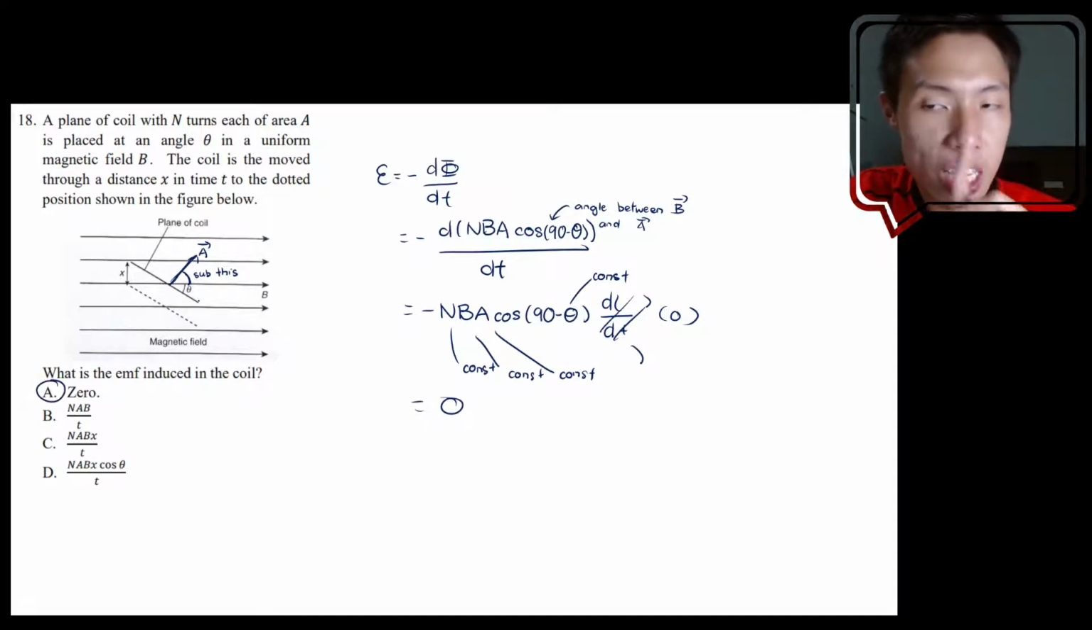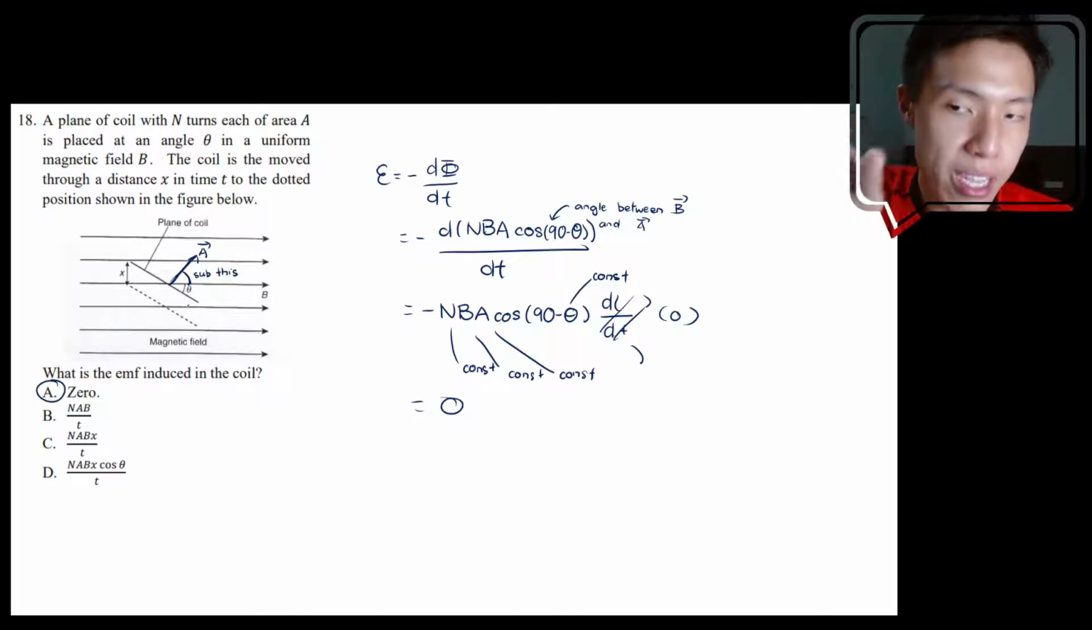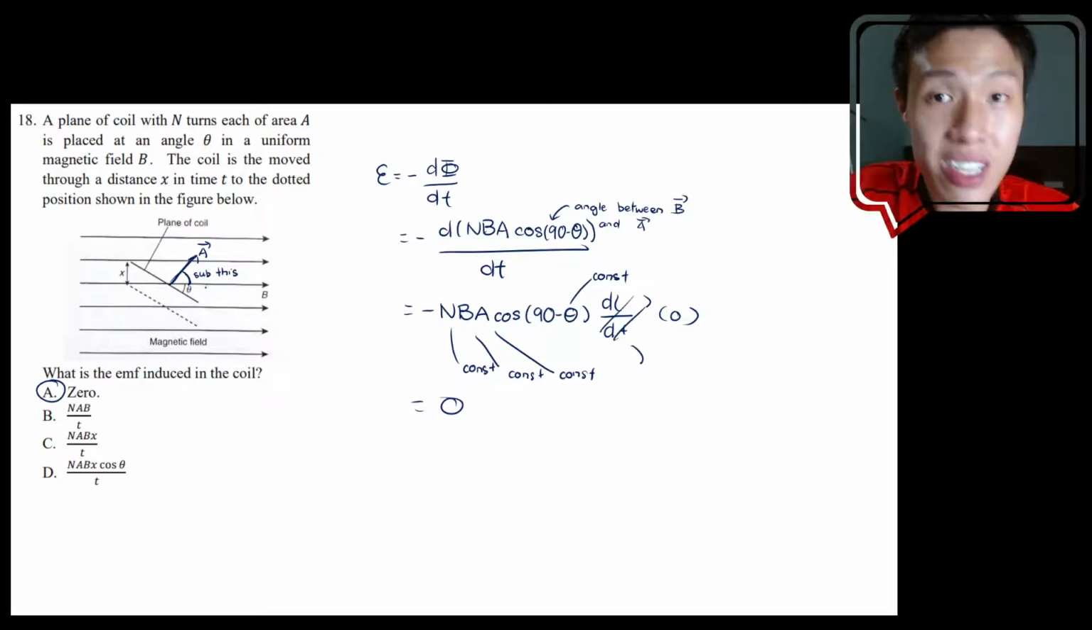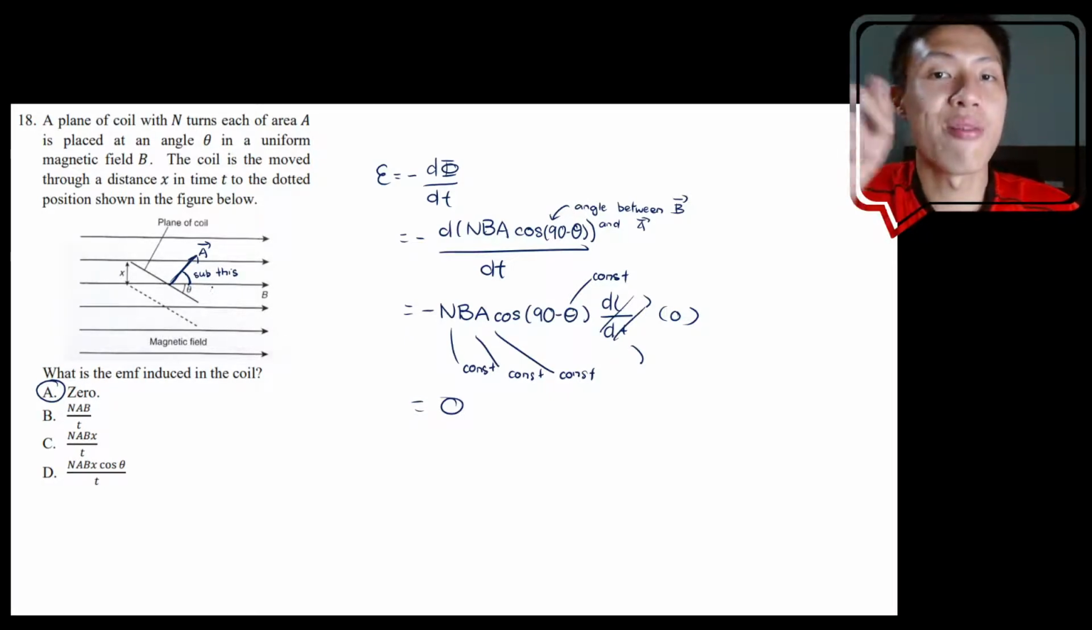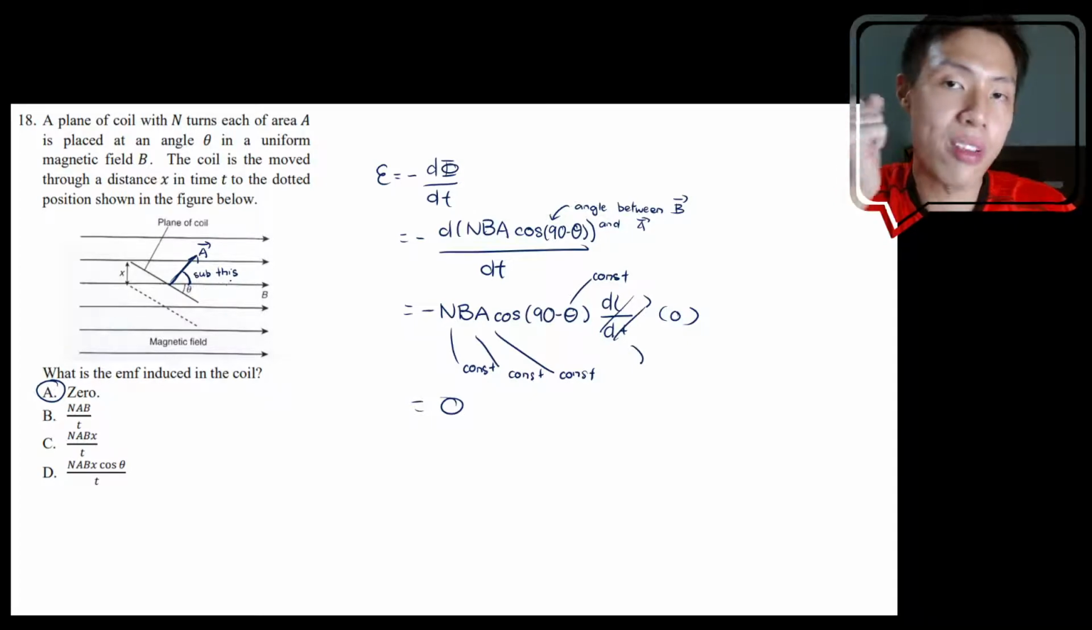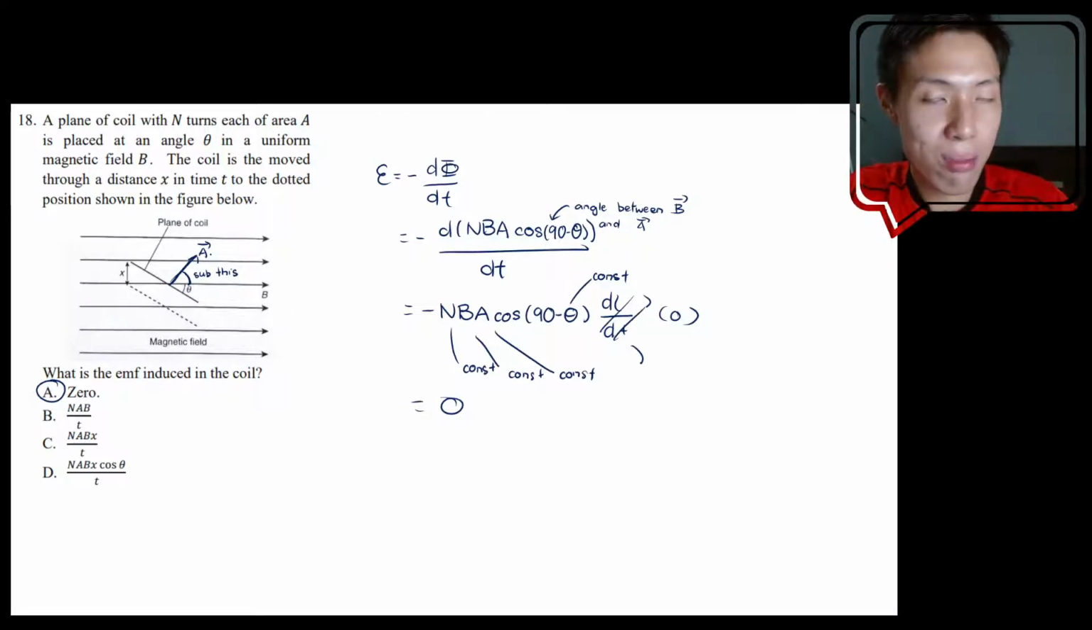Again, even if this plane of coil is moving, there is no induced EMF. Not everything that moves will induce an EMF. If it's a straight line conductor moving in the magnetic field, then it might have an induced EMF. But in this case, it's a coil moving in the magnetic field. It is not entering the magnetic field. It is not exiting the magnetic field. So the area here is constant.